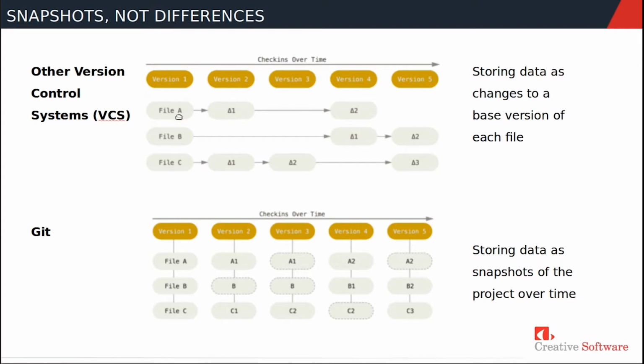For example, in file A, in version 2, only A1 has been changed. In version 4, it will store only those changes, but it's a completely different architecture in Git. It will store all the files in every version, so it stores data as a snapshot of the project over time. That's a beautiful infrastructure they have in Git, because it is so much easier to go back and forth and track the changes.